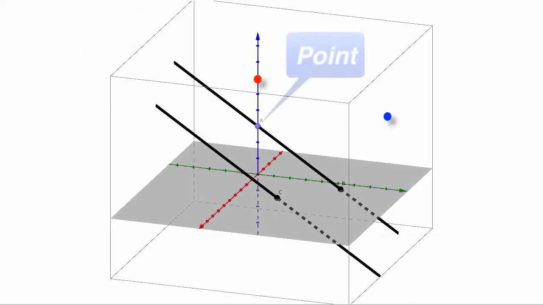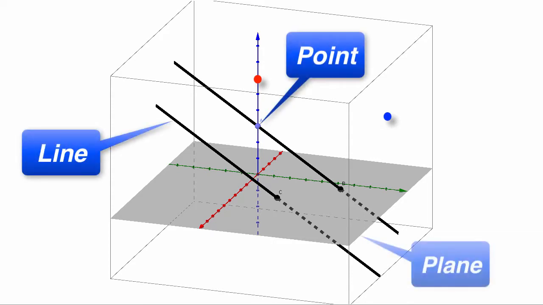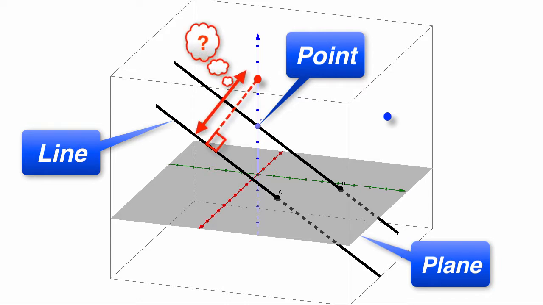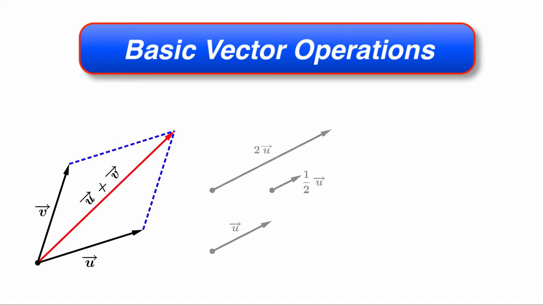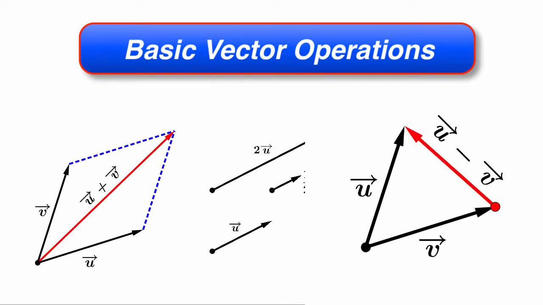You can also use vectors to efficiently represent points, lines, and planes in 2D or 3D spaces, and to find relationships between these, such as distance between a point and a line, and distance between a point and a plane. In this video, we will review three basic vector operations: addition, scalar multiplication, and subtraction.